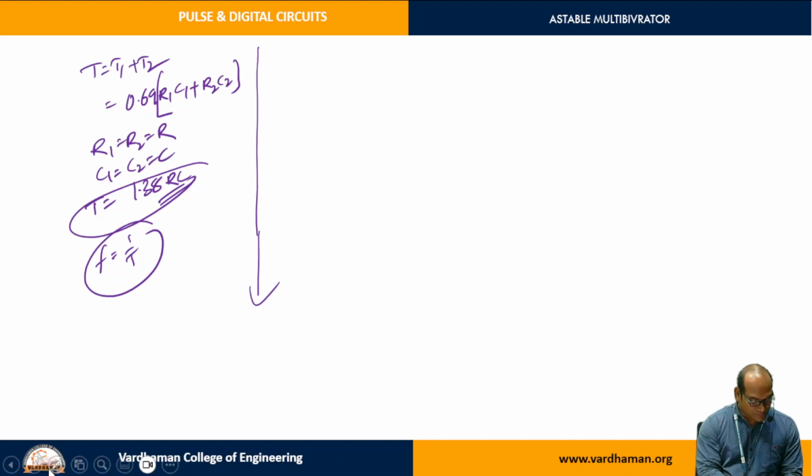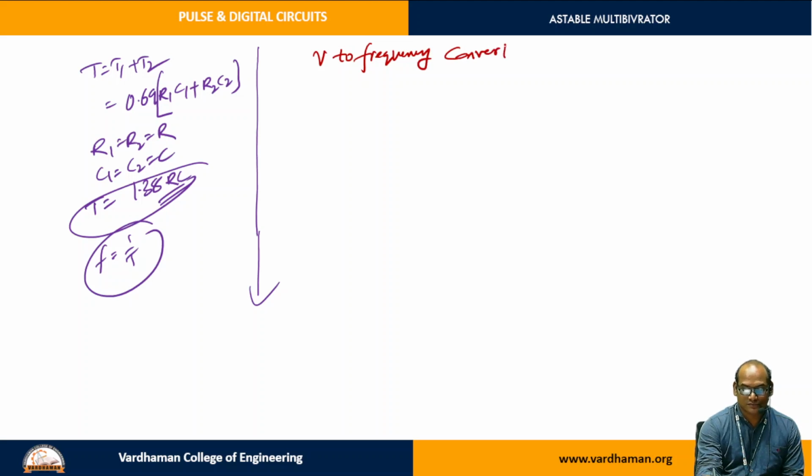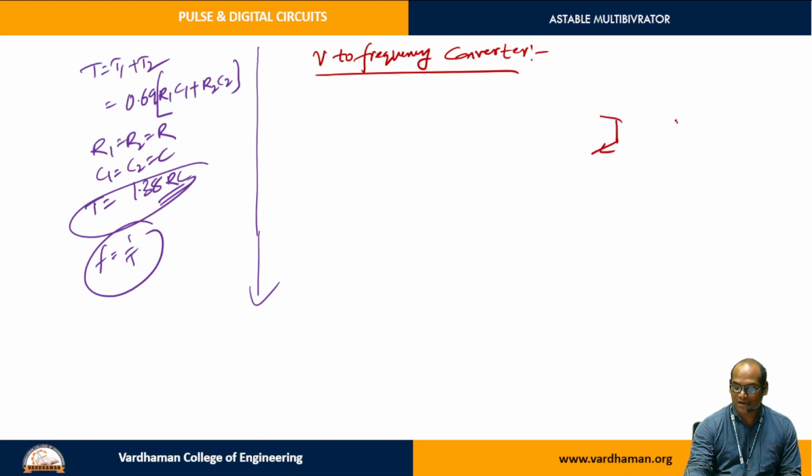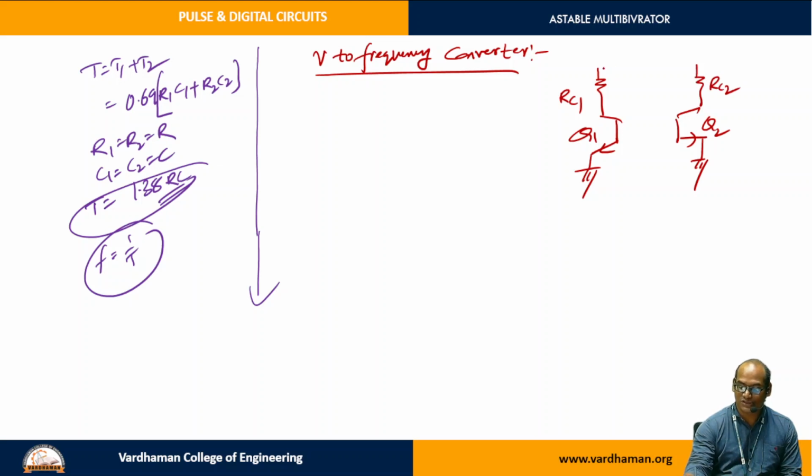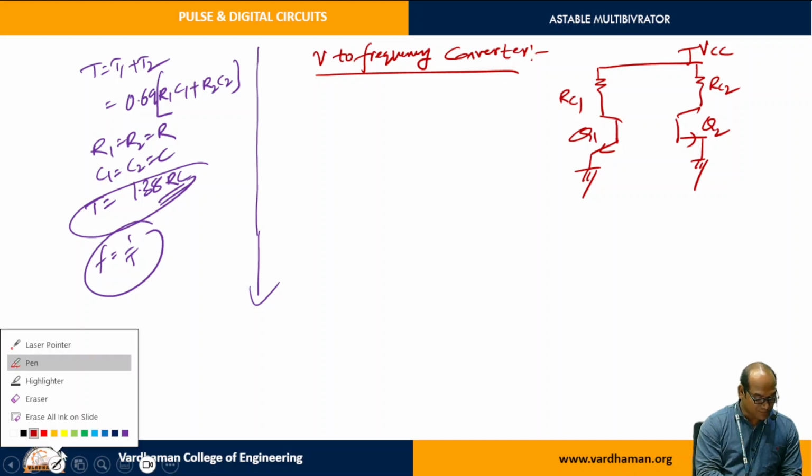Now specifically what we are seeing is the voltage to frequency converter. Voltage to frequency converter we are going to see. For that, a few changes we have to make in the circuit. So 2 transistors we have taken as it is, Q1, Q2, and in a similar manner we are connecting the collector resistances R2, C2, and these are connected to the supply VCC. Till here everything is the same.